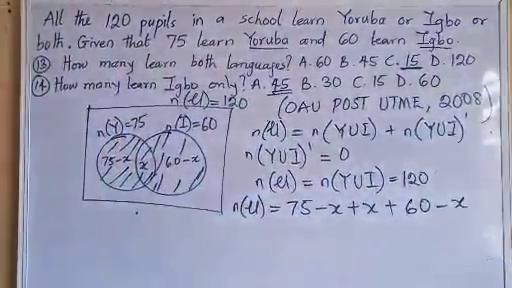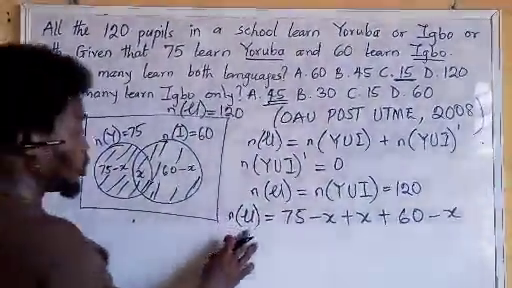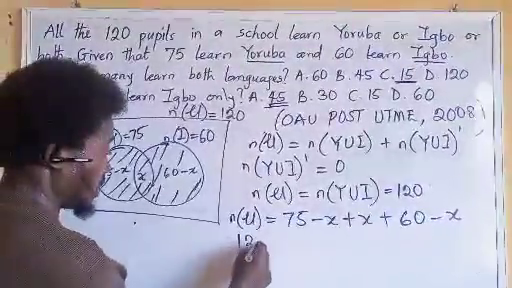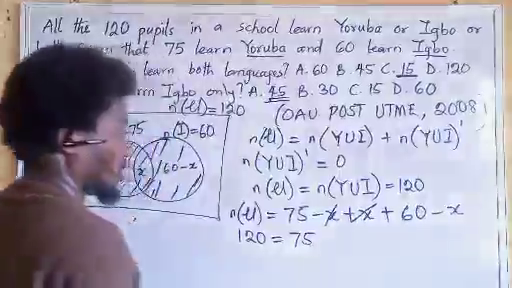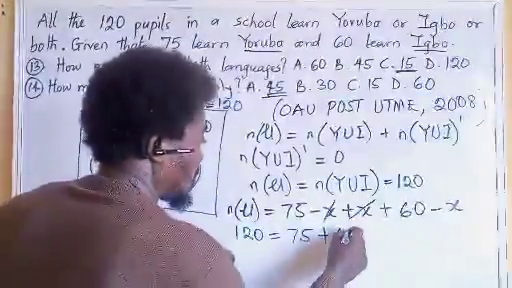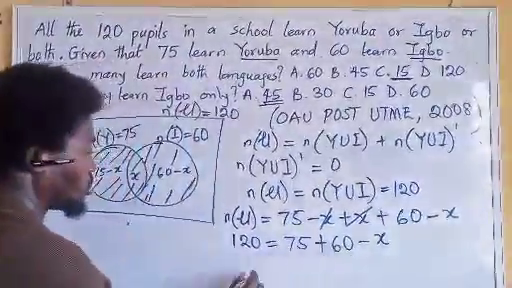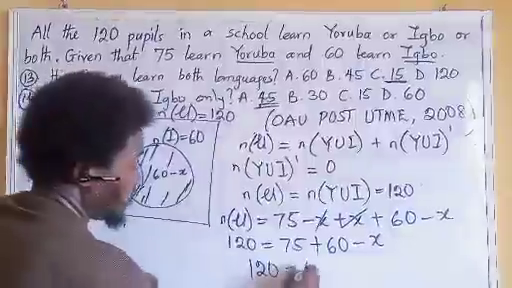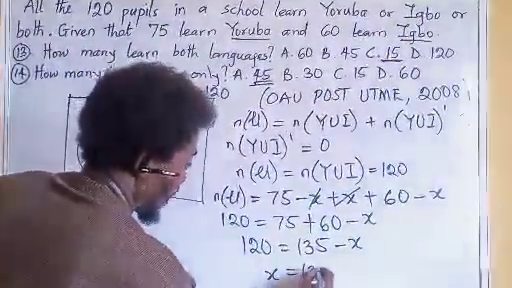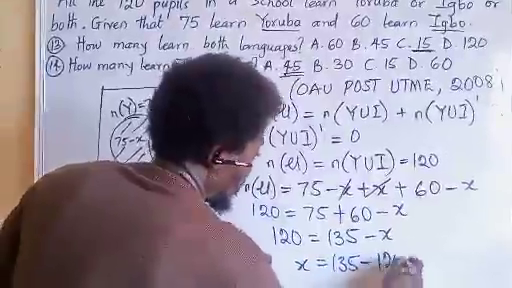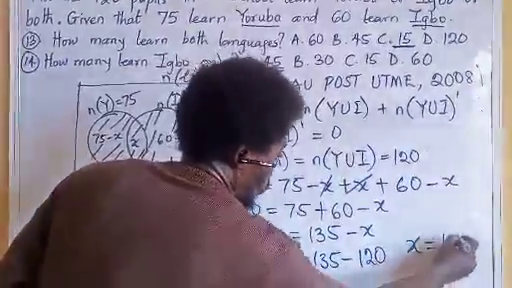So we want to calculate the value of our x. The cardinality of the universal set is 120. 120 is equal to 75, minus x cancels plus x, so we have plus 60 minus x. This gives us 135 minus x. So x is equal to 135 minus 120, and we have our x to be equal to 15.